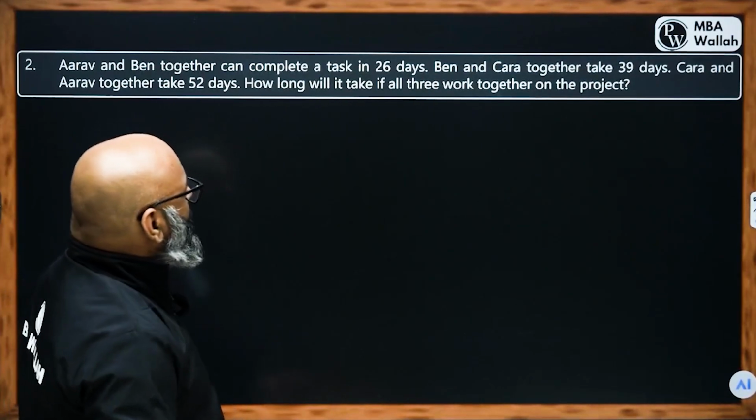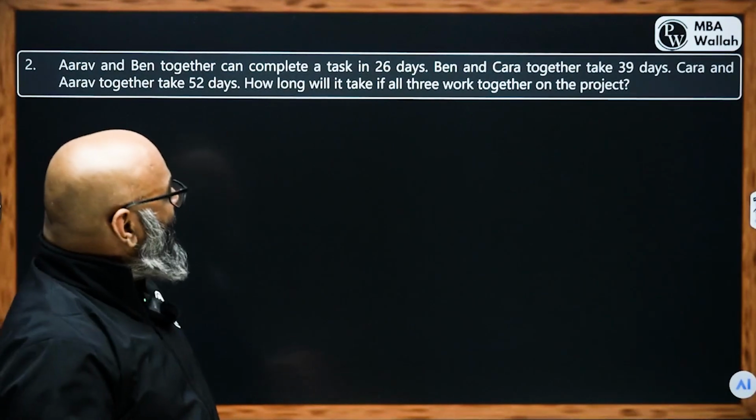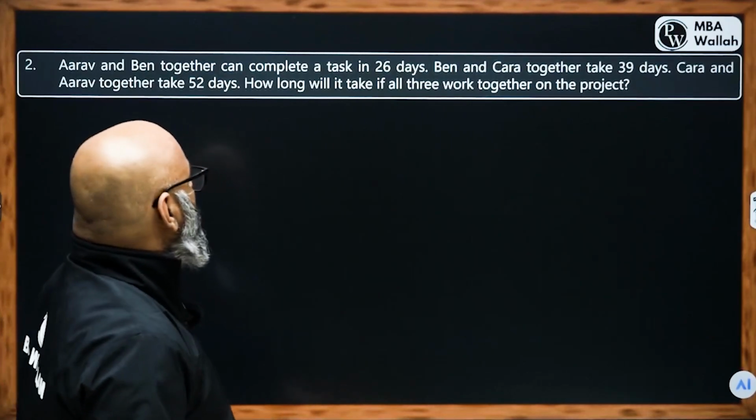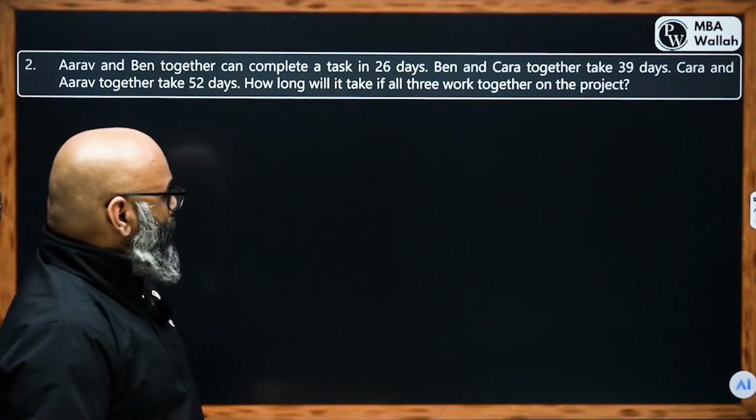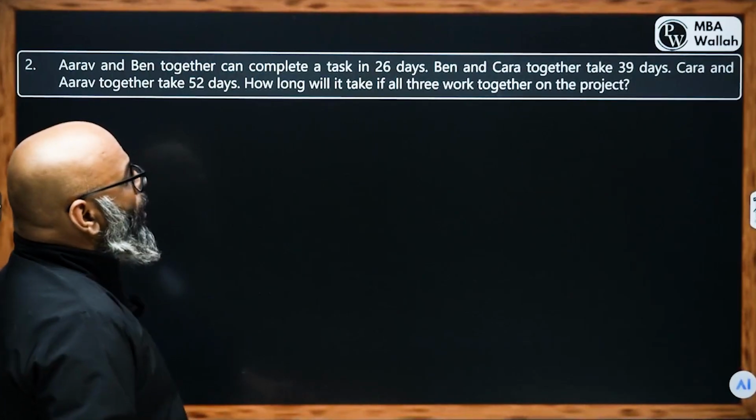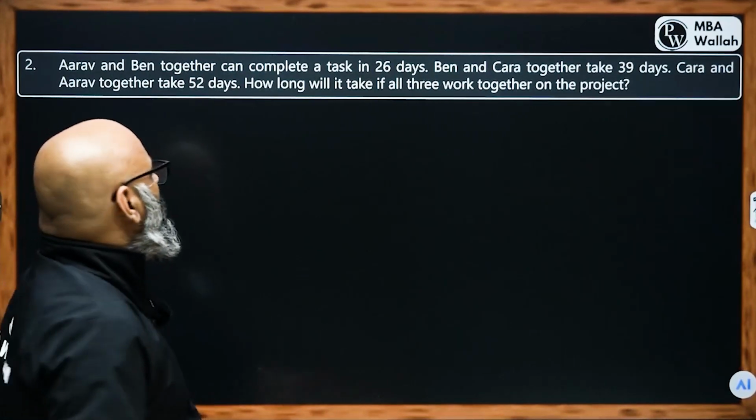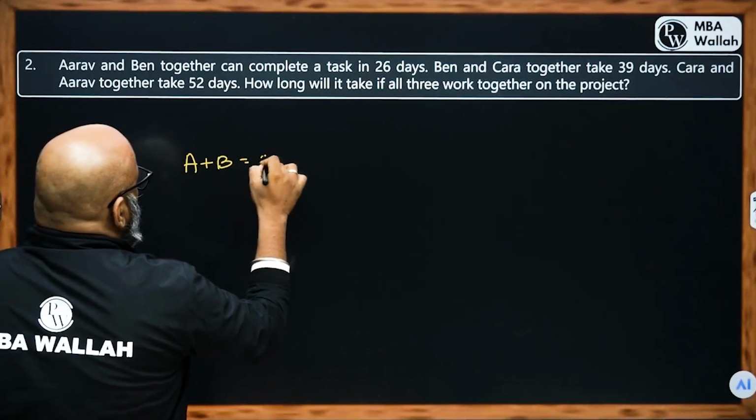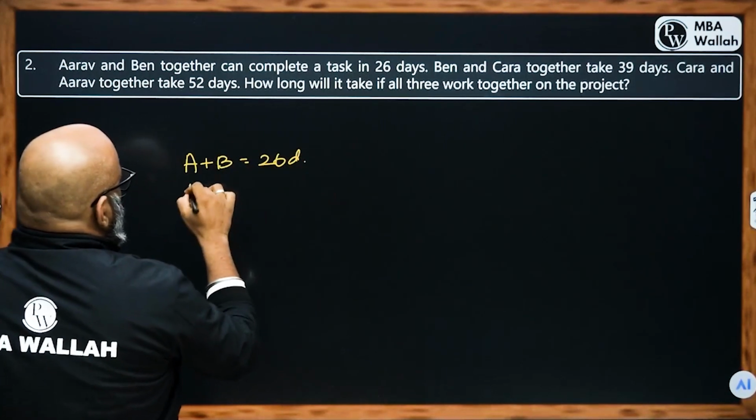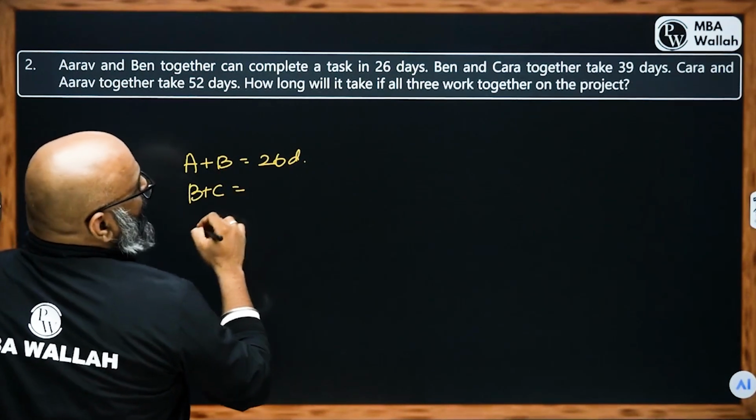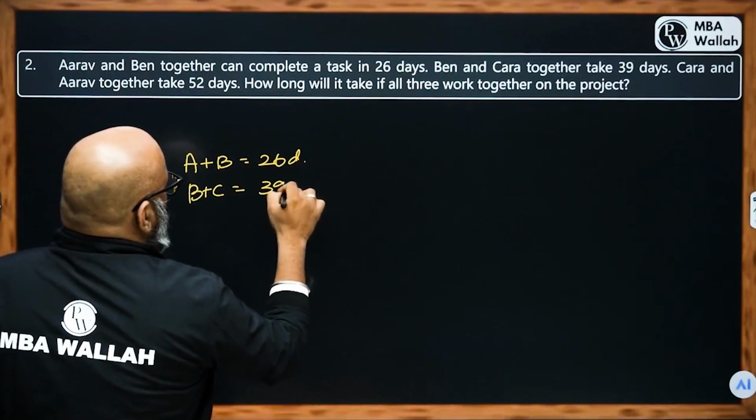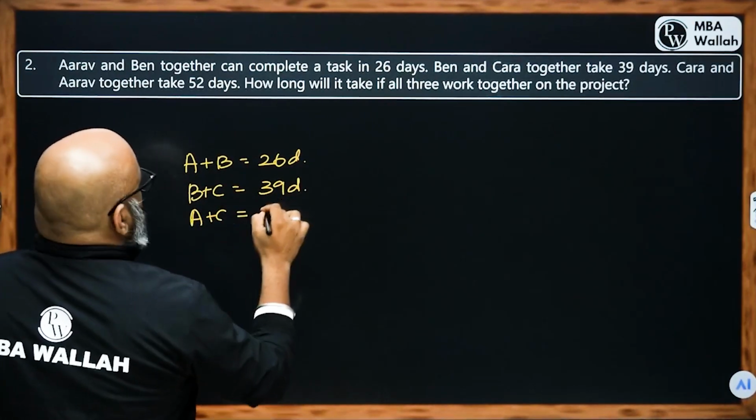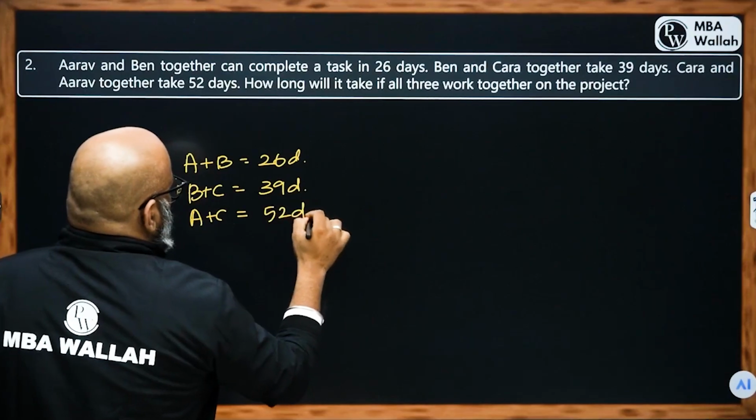Arav and Ben together can complete a task in 26 days. Ben and Kara together in 39 days. Kara and Arav together in 52 days. How long will it take if all 3 work together on the project? So I'm going to say A plus B is equal to 26 days. B plus C is equal to 39 days. And then A plus C is equal to 52 days.